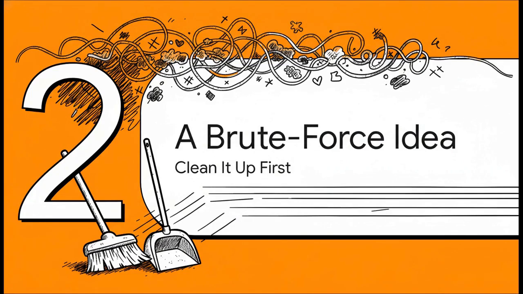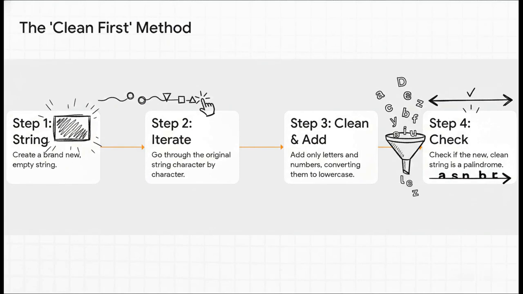Okay, so when you face a problem like this, what's the first thing that pops into your head? Probably something like, well, if the extra characters are the problem, why don't we just get rid of them? And that's exactly what the brute force approach does. It's a totally logical first step, but as we'll see, it's got a hidden cost. So how would you do that?